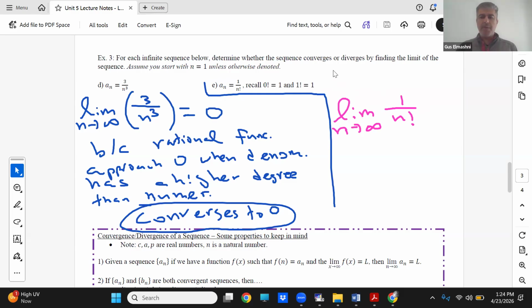Well, let's think about what's happening. It's kind of a weird situation. 0 factorial is 1 because you're not multiplying anything, so you assume it's 1. 1 factorial is 1 as well. So a sub 1 is 1. What's a sub 2? 1/2, right? A sub 3? A sub 4? So I probably gather this, what is this approaching? 0, yeah. So it converges again.